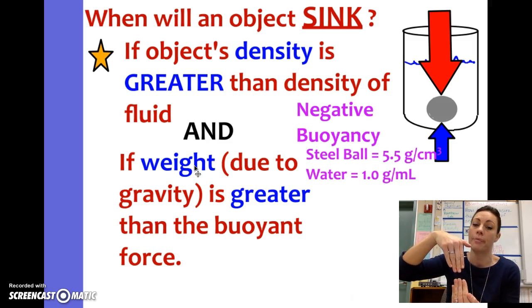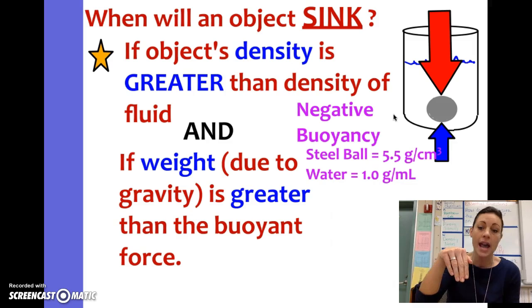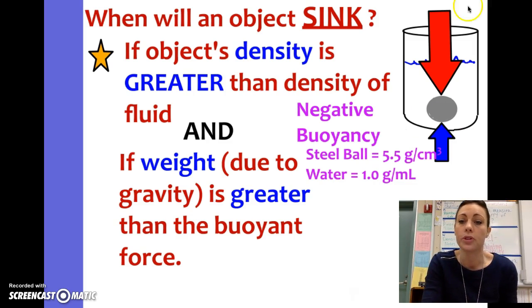But the second reason why an object sinks is if the weight is greater than the buoyant force. We've learned this before. So two factors are coming into play, which is when an object sinks and has what's called negative buoyancy: if the density is greater than the density of the fluid, and if the weight due to gravity is greater than the buoyant force. Draw this picture, label this, and make sure that you write this as negative buoyancy.